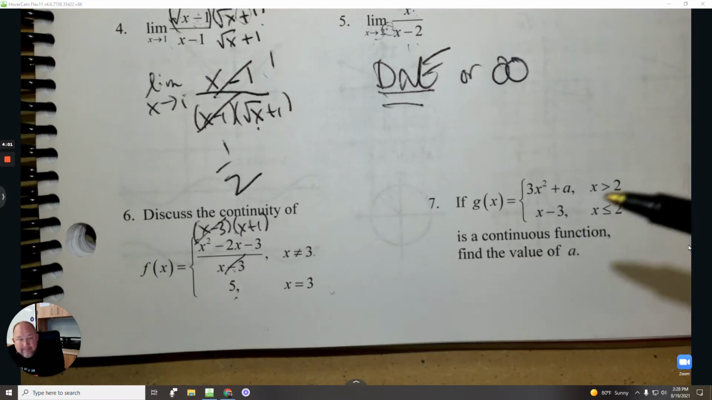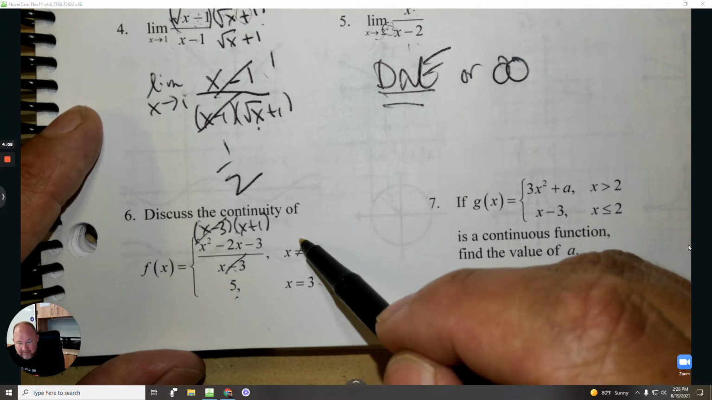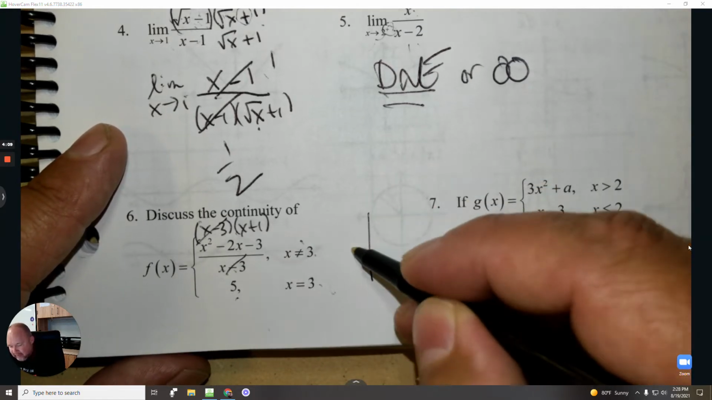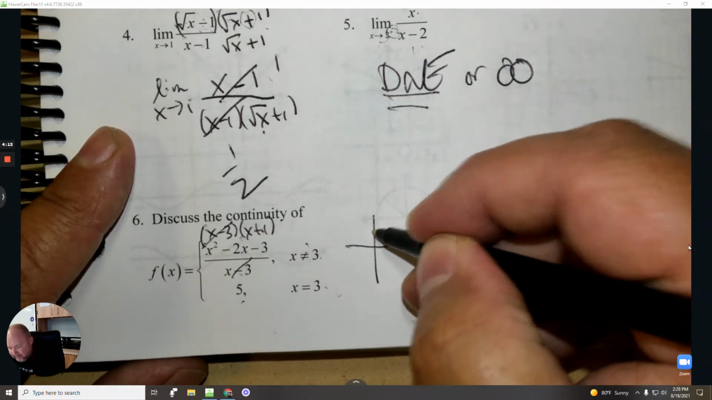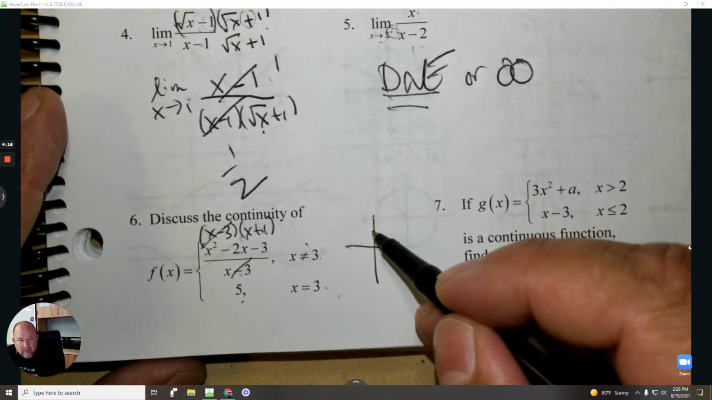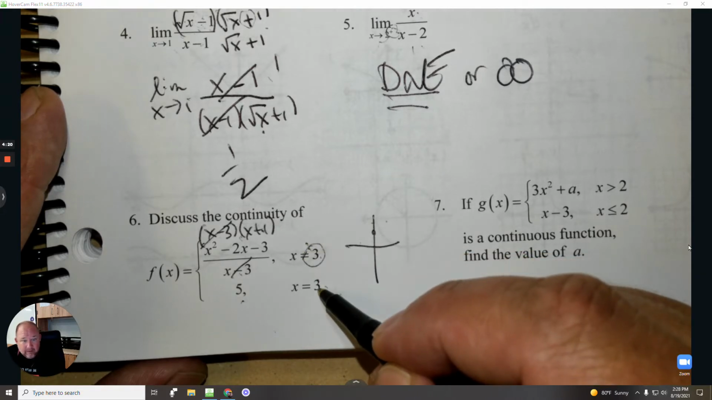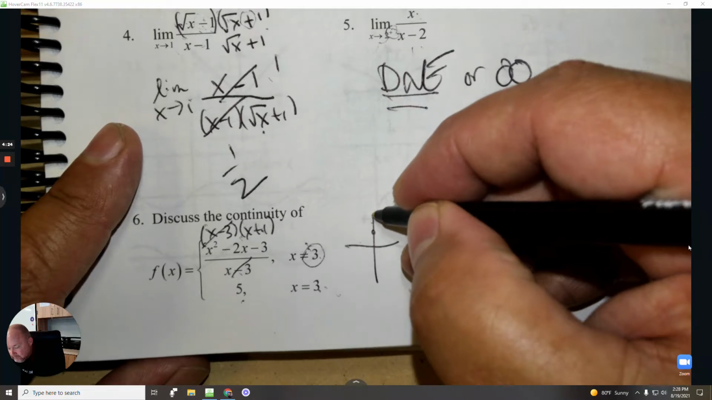Now, what happens here is there a hole in the graph? There's a hole at 3. So whatever the graph's actually going to look like, this is what the graph would look like. It's a line, x plus 1. So it starts at 1, and it's a line that goes up 1 and to the right 1. Now, at 3, there's going to be a hole. So normally at 3, the answer would be 4.